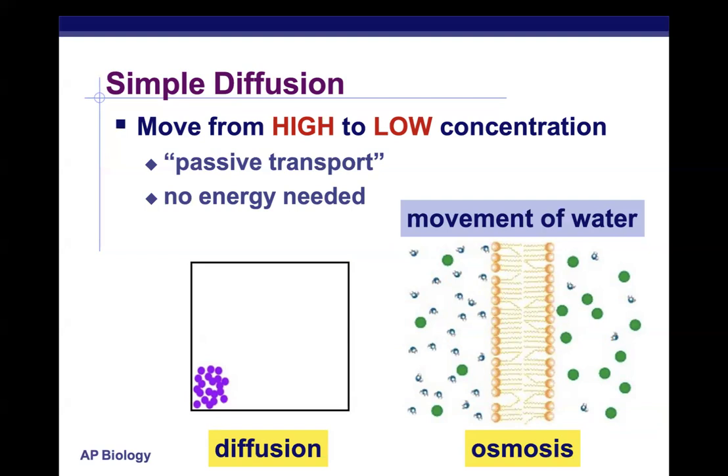We call simple diffusion, when things move via diffusion into or out of the cell, a form of passive transport, because this happens automatically. No energy is needed. They're going to move from one side to the other just via passive diffusion, simple diffusion. So this purple substance will eventually diffuse to fill this whole box. Or these green dots will diffuse through the membrane, if they're permeable to the membrane, towards the left side through simple diffusion.